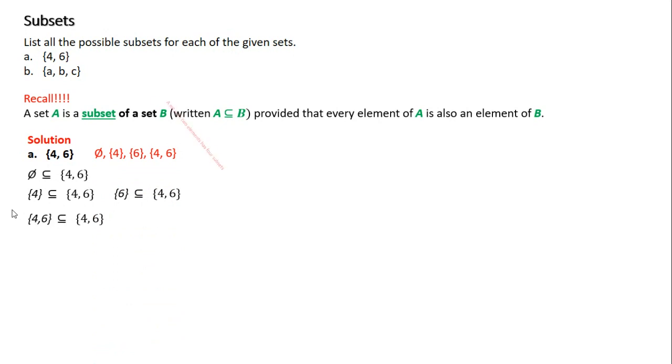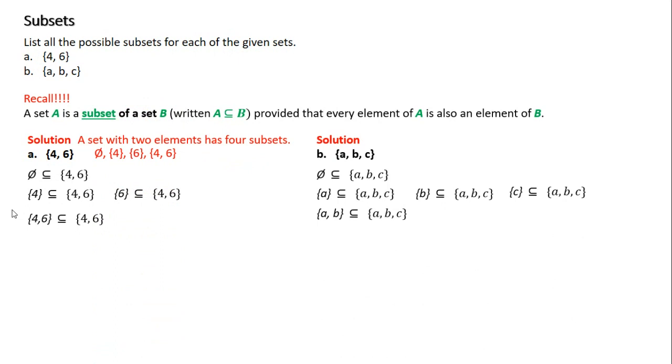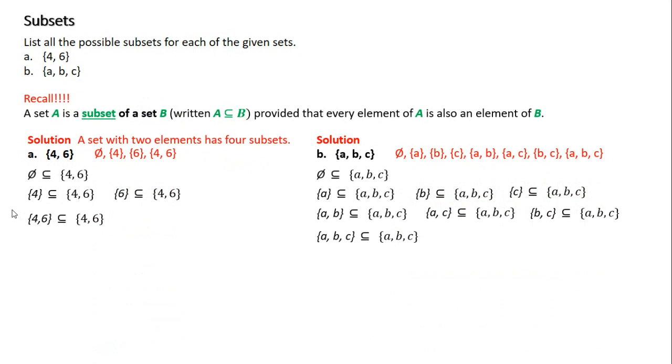All right, how about B? Let's do B. The solution for {A, B, C}: again, we always have the empty set as part of the set. We have A by itself, B by itself, C by itself, or we can have AB, or AC, or BC, or finally ABC. So the subsets of ABC are the empty set, A, B, C, AB, AC, BC, and ABC. Yes? All right.